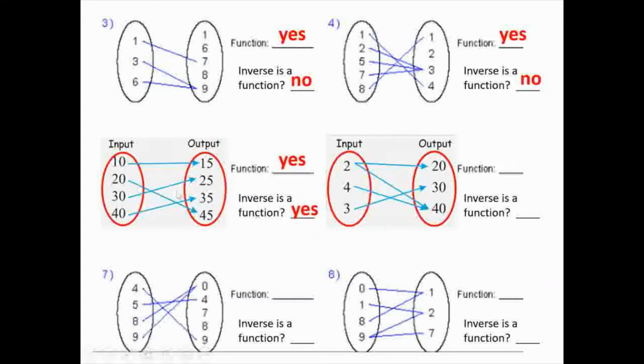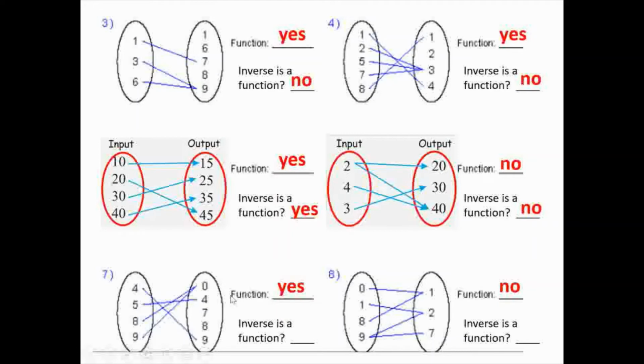Yes and yes. Both ways when you look at it, you have a relationship with one input leading to one output and backwards as well. How about the next one? No and no. Okay, looking at it this way, these are the inputs. This input of 2 produces 2 different outputs. Looking at it backwards now, if these are the inputs for the inverse, the input of 40 produces 2 different outputs.